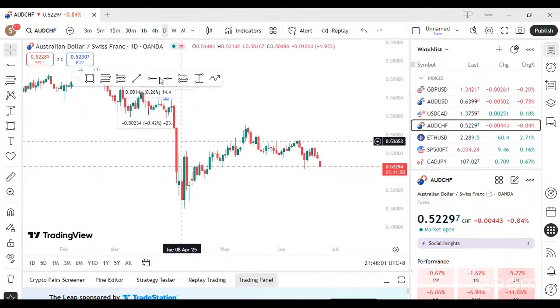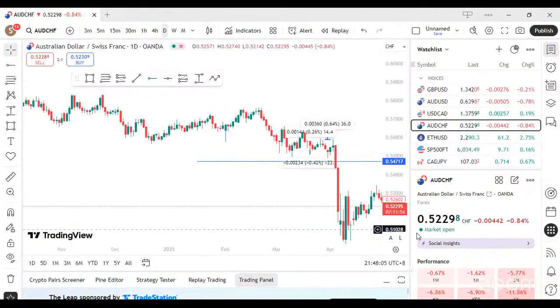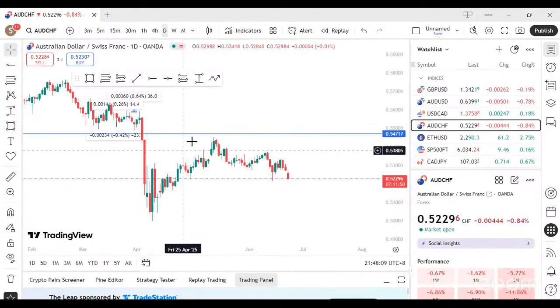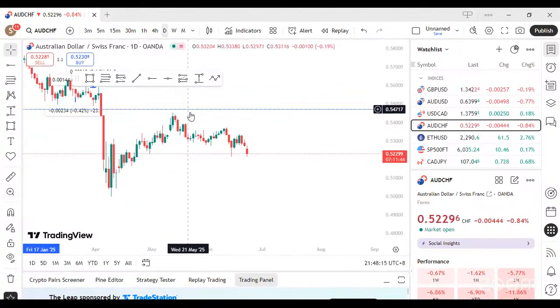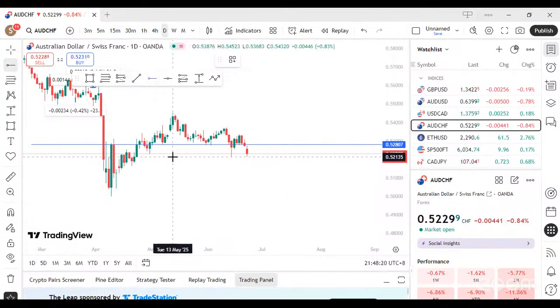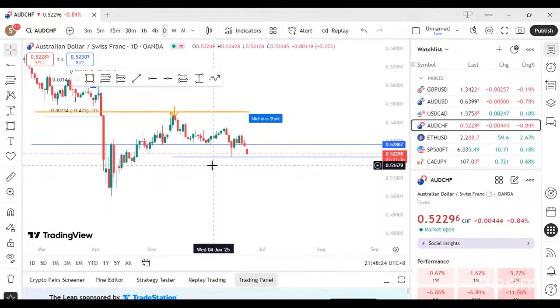Wait, let me just see something. This is a support area, right? Yep, it's still respecting technically the support area. Lower high. So I just want to see that. One more thing, this would have been a very good swing trade for your entry point.